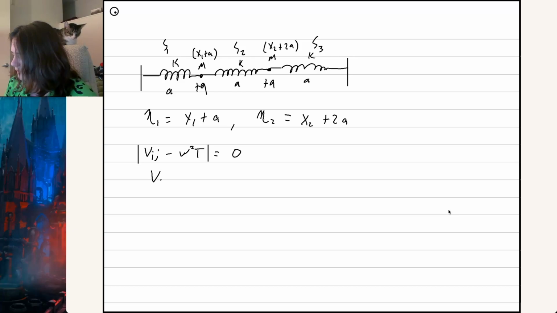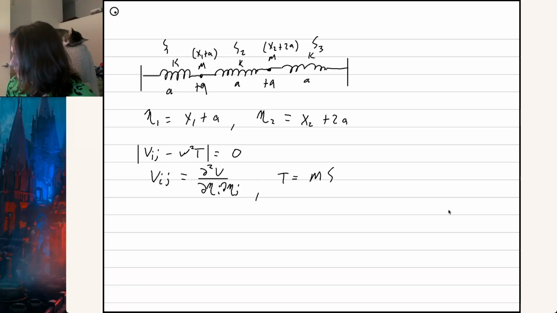The potential energy matrix is actually just a Jacobian of the potential, so del squared V over del eta i del eta j. And so the kinetic energy matrix is just going to be the mass of the two particles times the identity tensor.